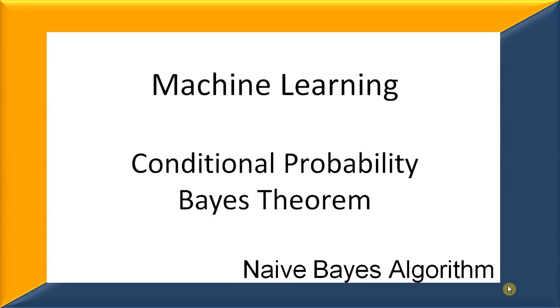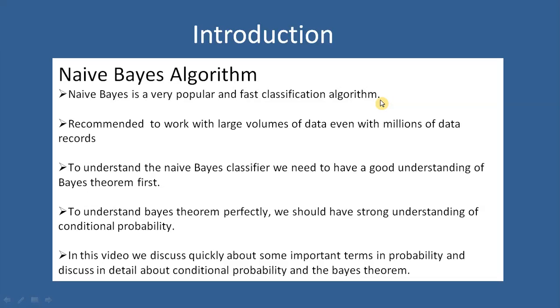In this tutorial, we discuss in detail about the machine learning algorithms one by one. First one is Naïve Bayes algorithm. It is a very popular and fast classification algorithm. So Naïve Bayes algorithm is recommended to work with large volumes of data, even with millions of data records.